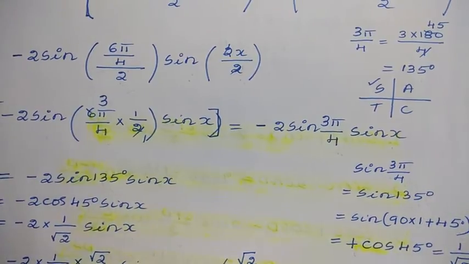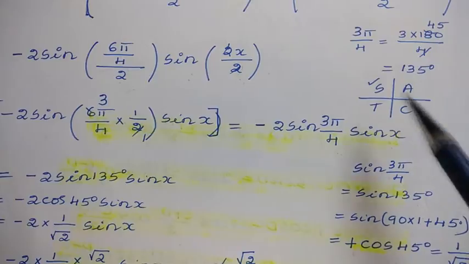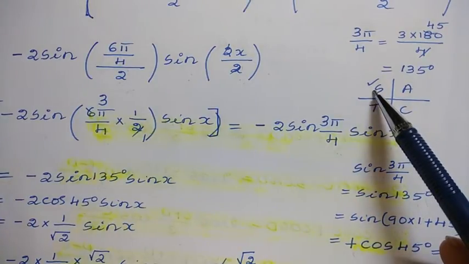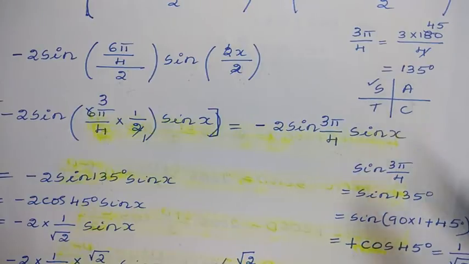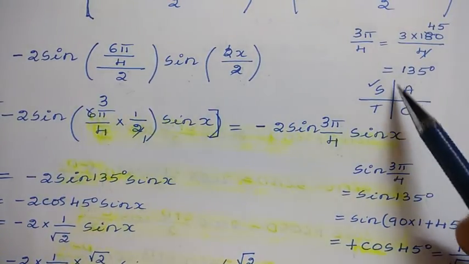Now here you have to check the quadrant. 90 into 1 means first quadrant, plus 45 degree, plus theta we have. That means now we are in the second quadrant. And in the second quadrant, sine and cosec are positive. So here you have to put the plus sign. Then next, the conversion.